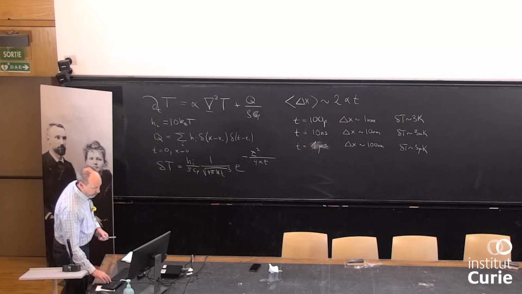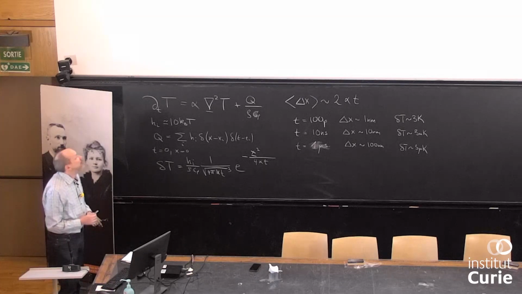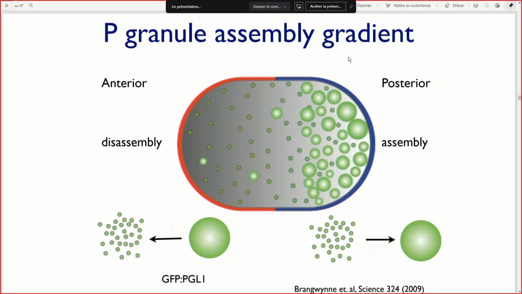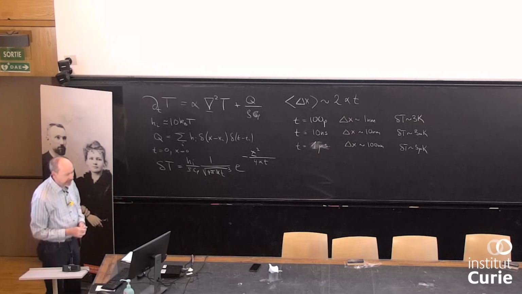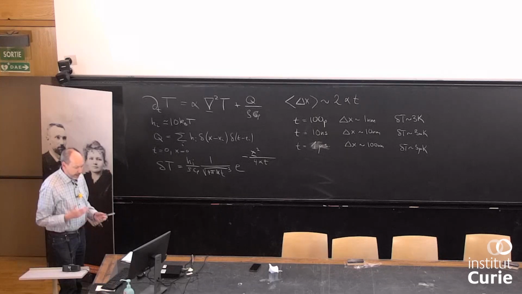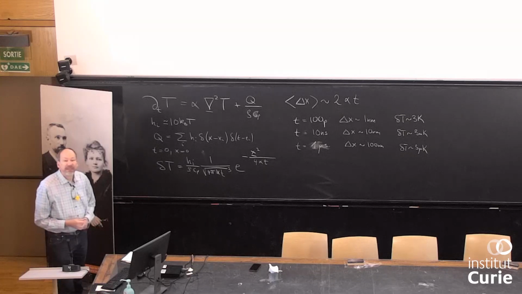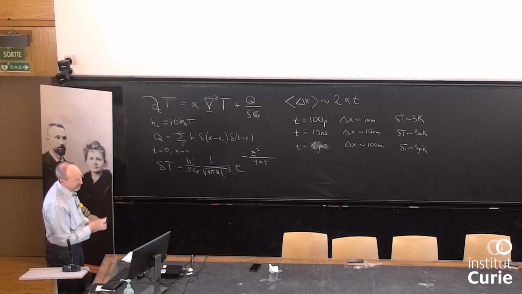And when we look at this process in the cell, what drives this segregation? The first idea was that there are flows, which you could have seen in these movies, but these flows cannot really net transport material to one side because they are circular. So when there are flows in one direction at the center, there are backflows on the sides. So what actually segregates the material is a gradient of assembly and disassembly of these condensates. So they assemble on the posterior side and disassemble on the anterior side.